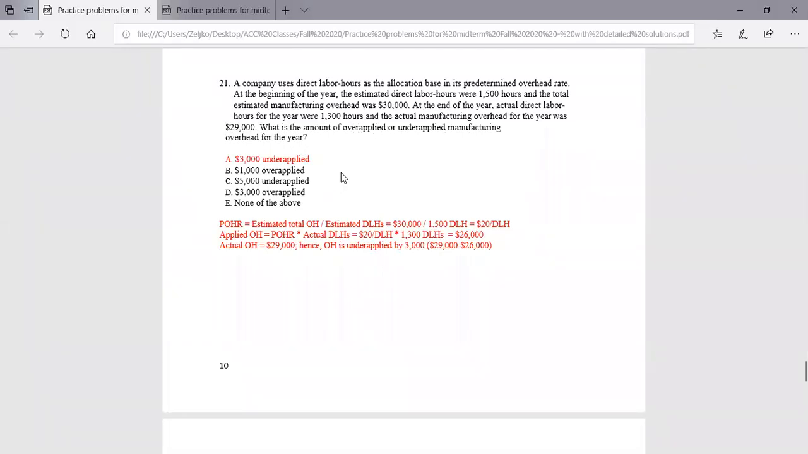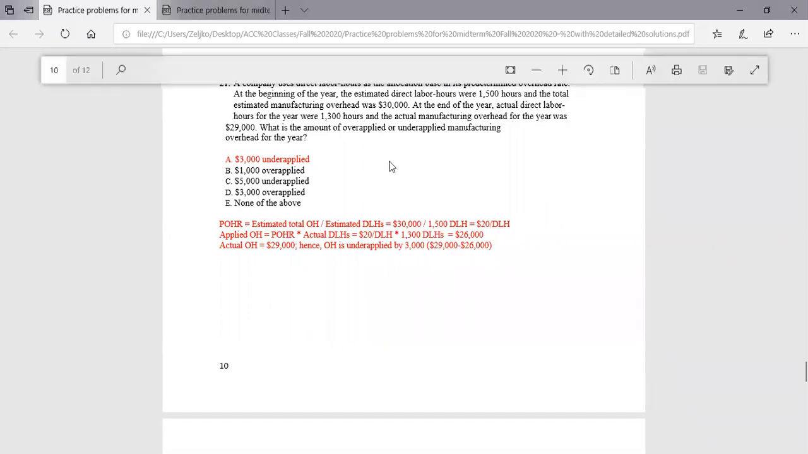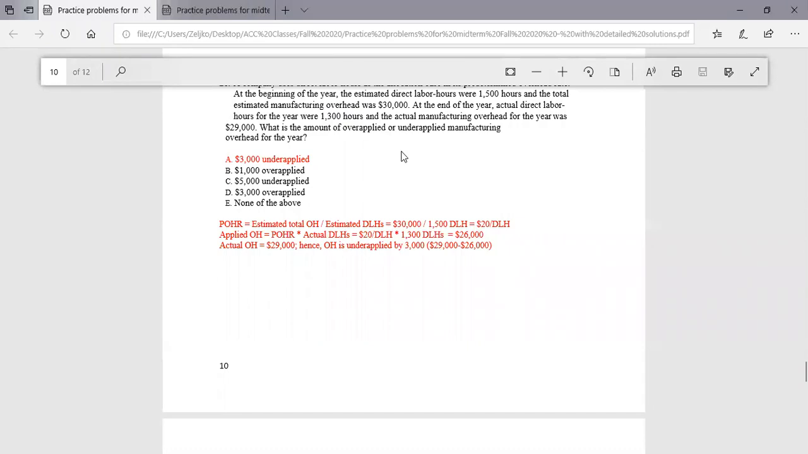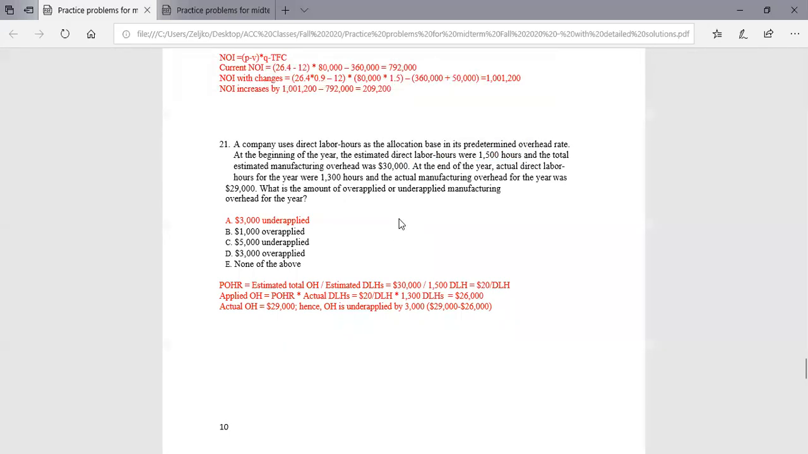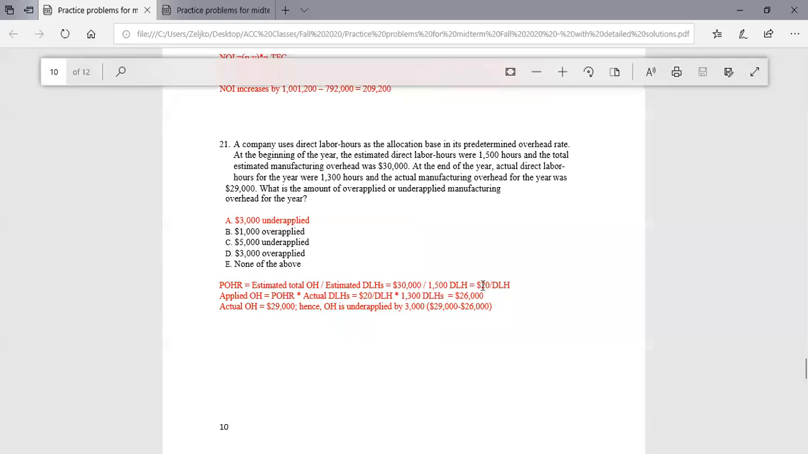Well, that's fun. So we need actual and we need applied. What's going on? Always same procedure, same basics. At the beginning of the year, the company uses direct labor as allocation base. The estimated direct labor hours were 1,500. Total estimated manufacturing overhead 30,000. So this will give us our POHR here, $20. 30,000 divided by 1,500. This is what we need.